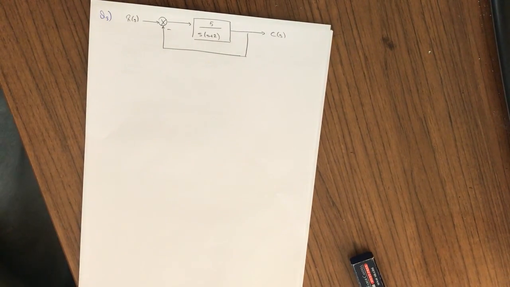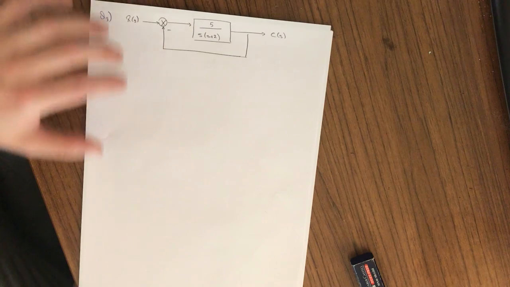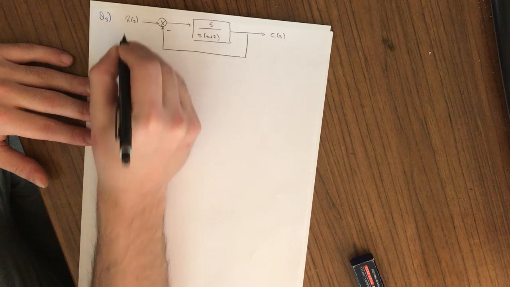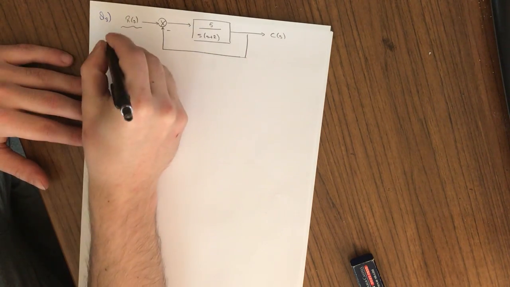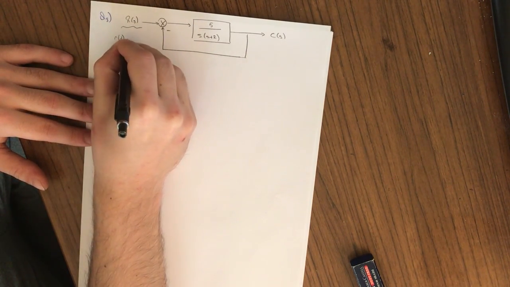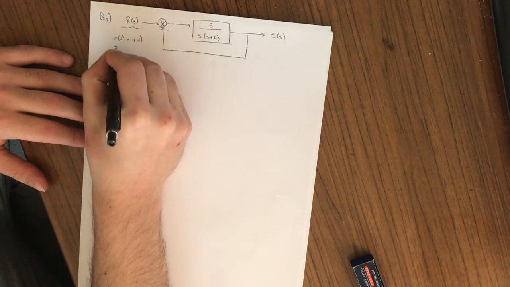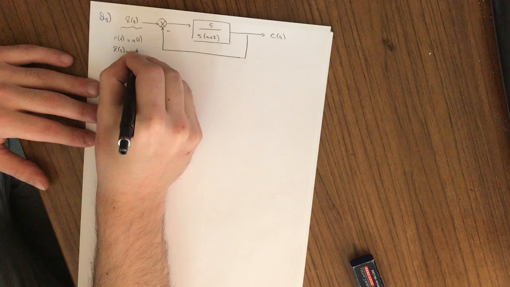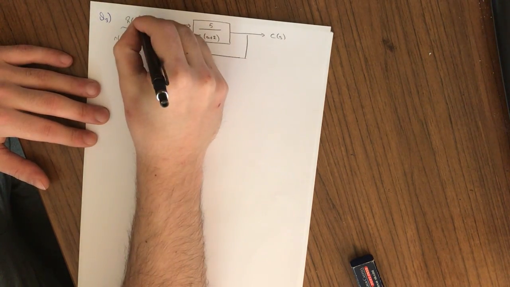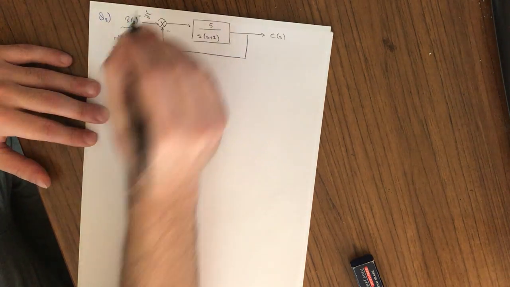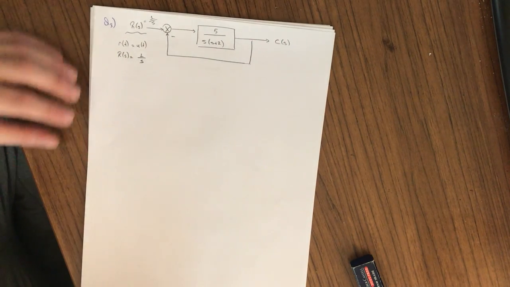For our third question, in this system, we are asked to find the output c(t) if the input r(t) is a unit step. So here, for the input, we need its Laplace transform. The time domain equivalent is given as u(t), that's a unit step, and the Laplace transform of a unit step is 1 over s. So our input is 1 over s because it's a unit step input.